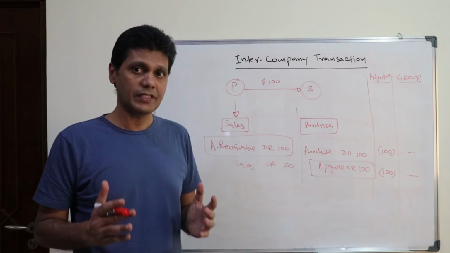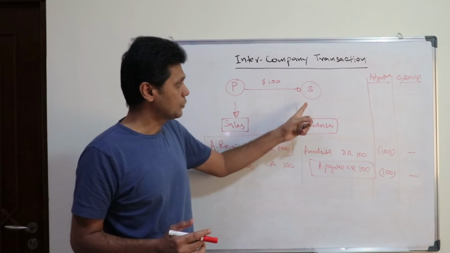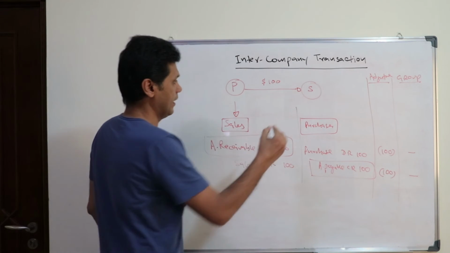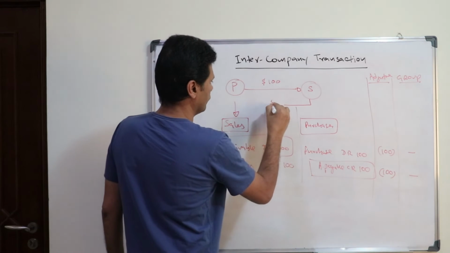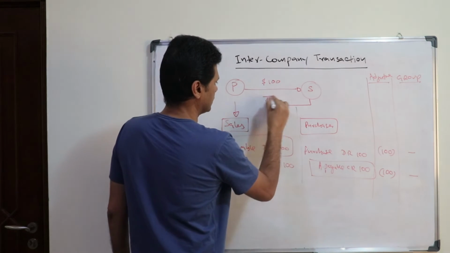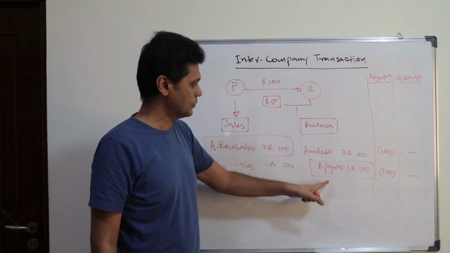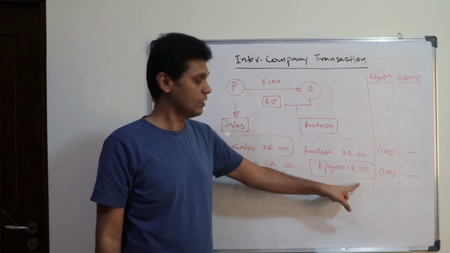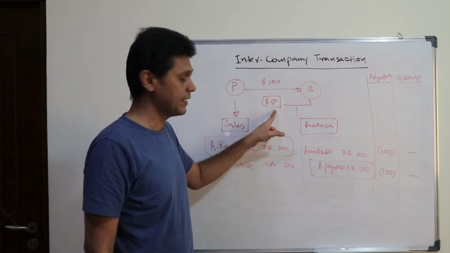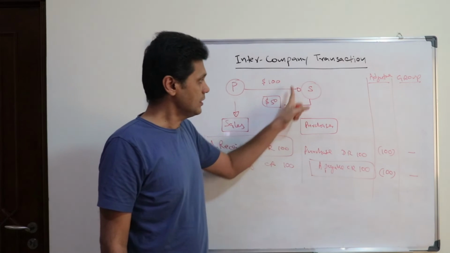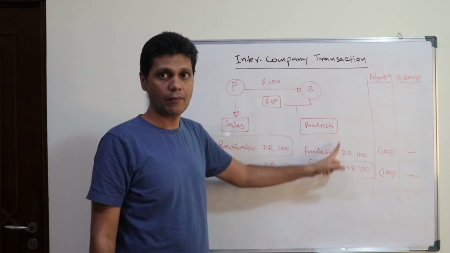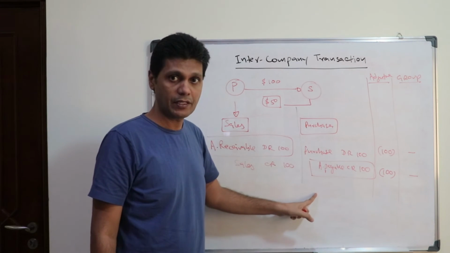Now let's continue the same example. Let's assume his company has settled $50. So they had an outstanding balance of $100, of which his company has settled $50. So as far as his company is concerned, how will they record this particular transaction?